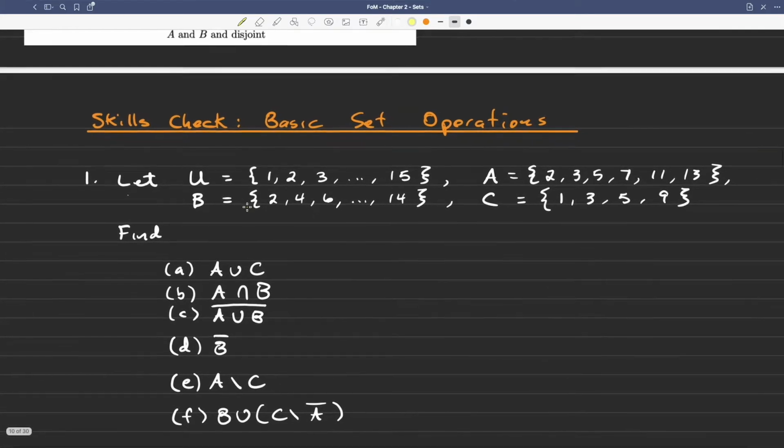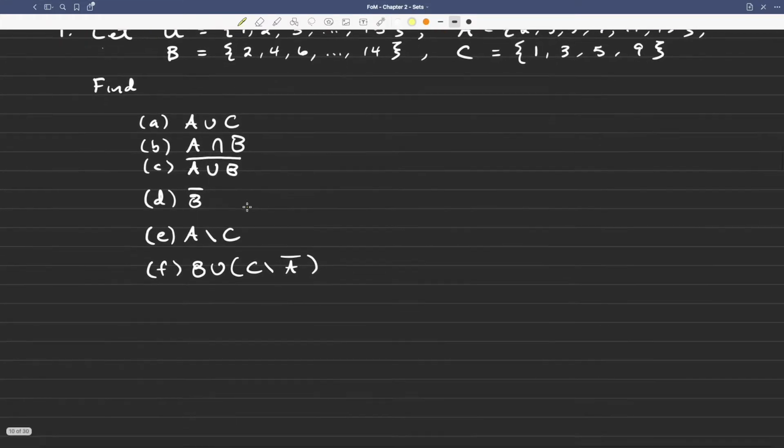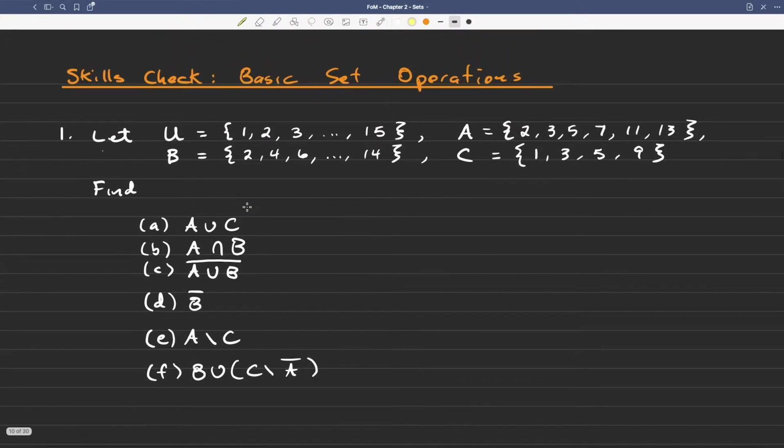So let's take a moment here and do a short skills check of the sort we were just doing, where you have some toy sets to play with, and you're going to calculate some unions and intersections and things of that nature. So take a few minutes, press pause on your video, and work these out, and when you come back, we'll work them out together.